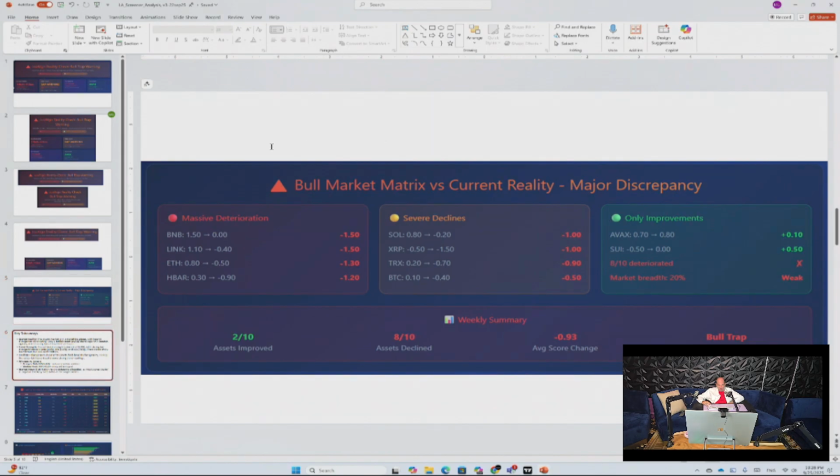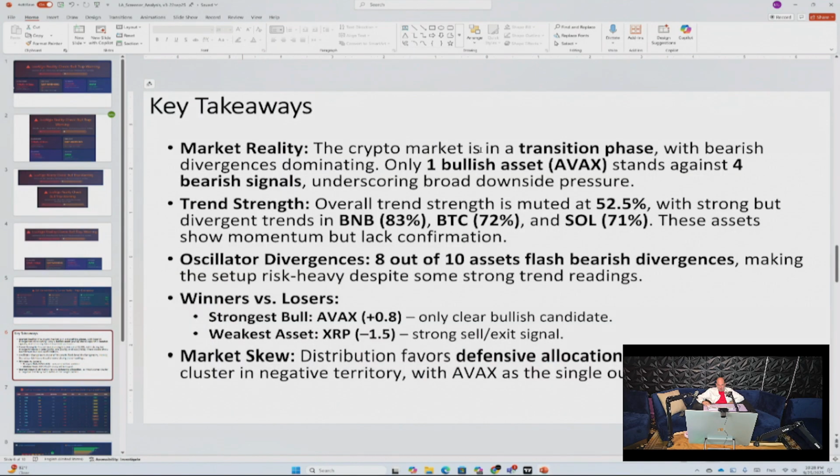Key takeaways. Market reality: the crypto market is in a transition phase with bearish divergences dominating. Only one bullish asset, AVAX, stands against four bearish signals. Strength is muted at 52.5, with some symbols like BNB, Bitcoin, and Sol stronger than others. That might have changed based on today's price action, so we're going to check that out a bit later.